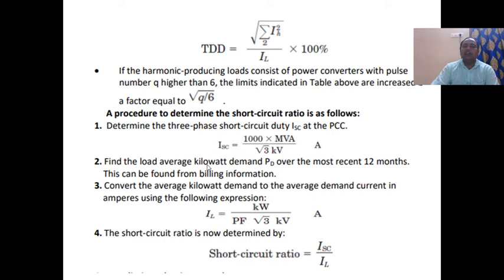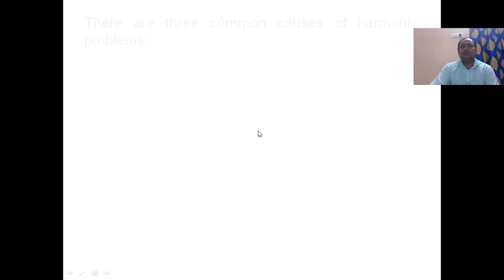Find the load average kilowatt demand PD over the most recent 12 months. This can be found from billing information. Convert the average kilowatt demand to the average demand current in amperes using the following expression. IL is equal to kilowatt by power factor into root 3 into kV amps. The short circuit ratio is now determined by short circuit ratio is equal to ISC by IL. ISC by IL is nothing but short circuit ratio.